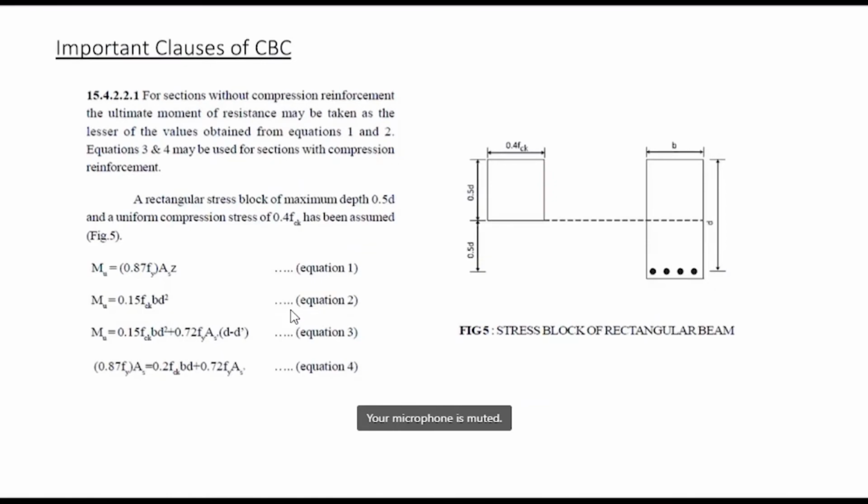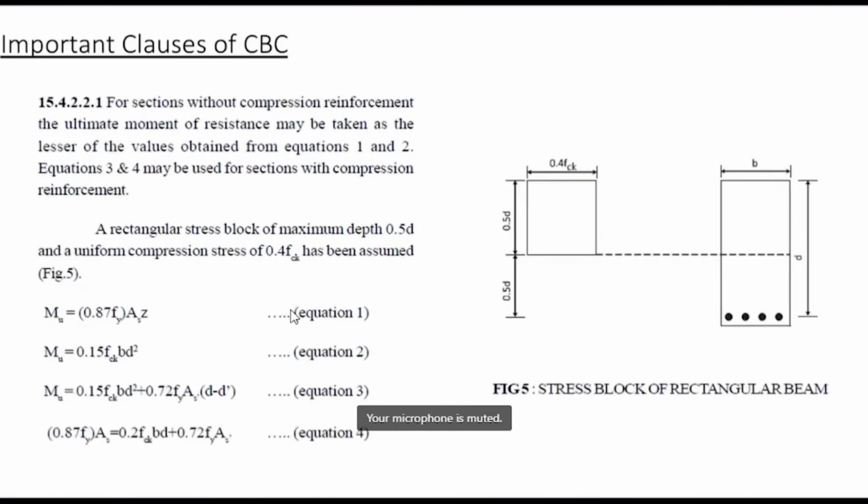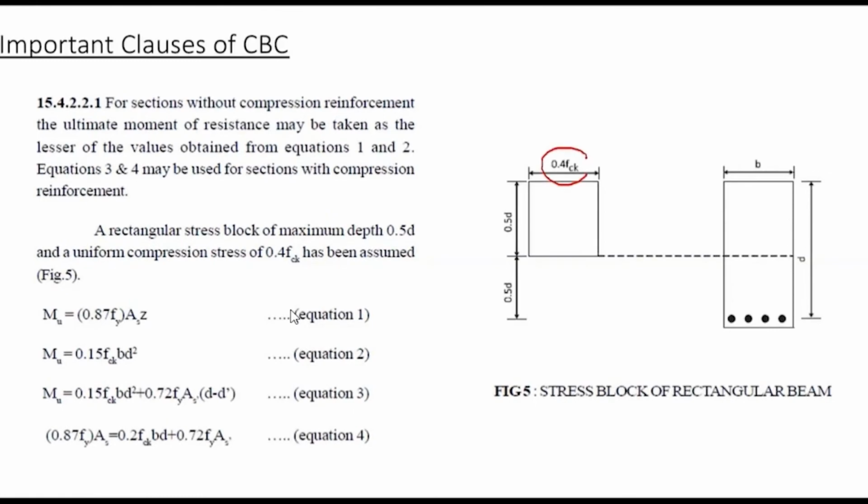Now, the average stress we can assume at 0.4 FCK, and the depth of neutral axis has been assumed as 0.5 D, which is not very rational, but it is assumed in our code. And from there we can calculate the compressive force. See, this is 0.4 FCK, this is 0.5 D.